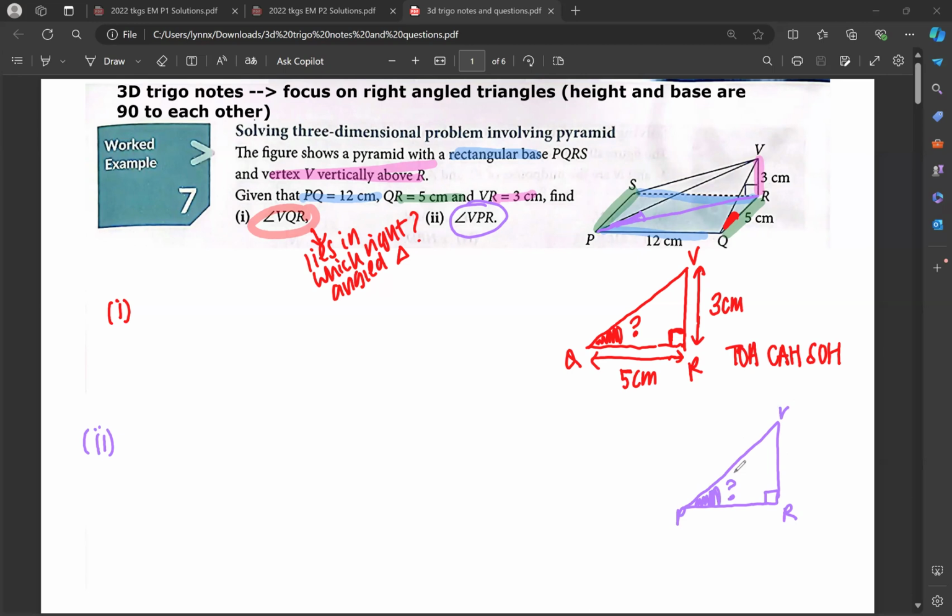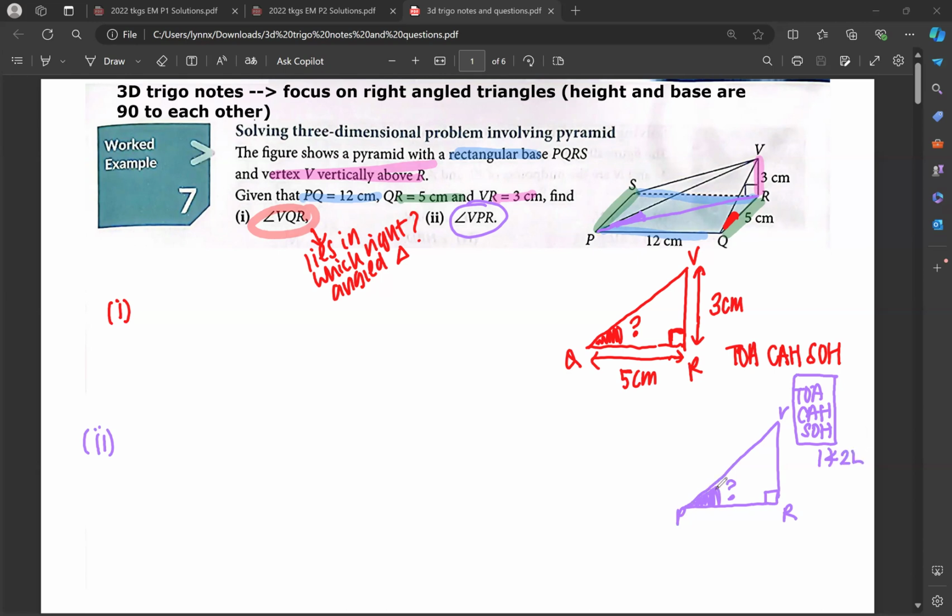Means what can I use again? Same thing, I can use Tuakaso to solve, right? But Tuakaso, in order to solve this, what do I need? You still remember? I need how many angles? How many angles and how many lengths? 1 angle, 2 lengths. Very good. I need 1 angle, 2 lengths. So let's see whether I have 1 angle, 2 lengths.